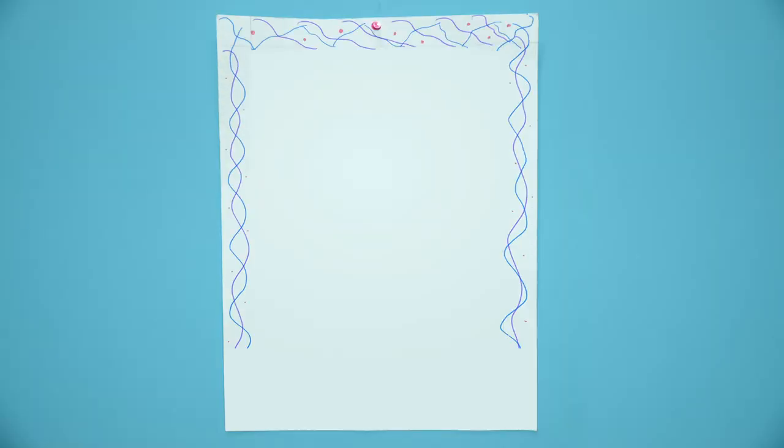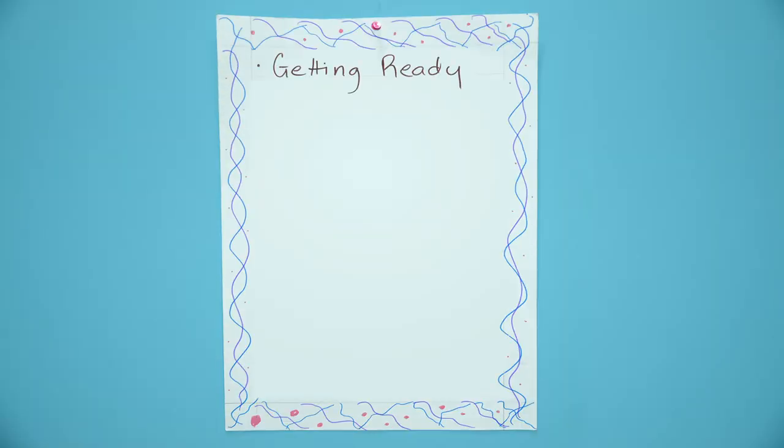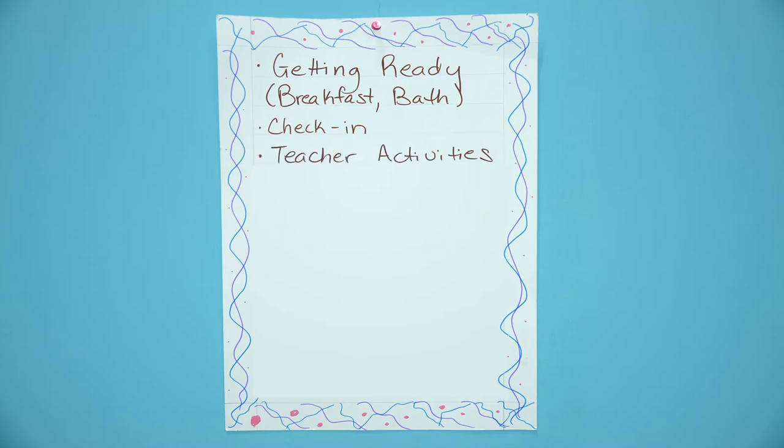Okay, so let's write our final schedule. First thing is getting ready, which includes breakfast and bath time. Then we have our check-in to figure out what we need to complete for the day, how you are feeling, how you slept last night. We have teacher activities that has the activities that your teacher has sent that we must complete and return to her. And then we have our playtime, which includes outside play, puzzles, painting.